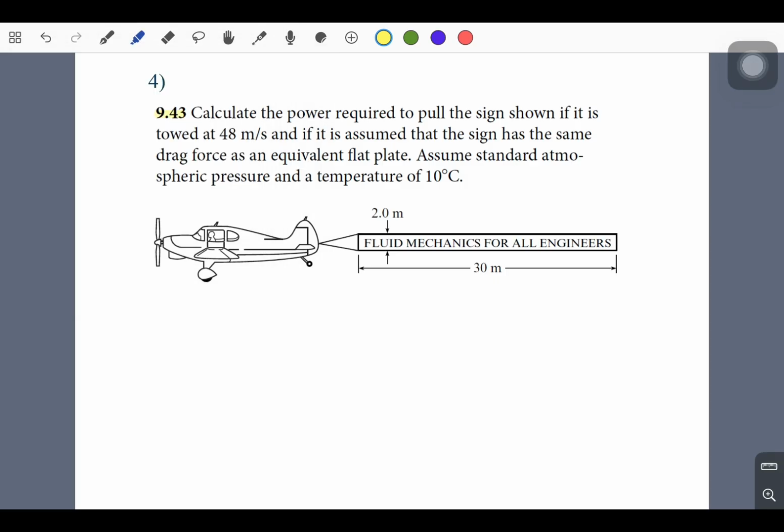We are now at question 9.43. We need to calculate the power required to pull the sign here shown if it is towed at 48 meters per second, and if it is assumed that the sign has the same drag force as an equivalent flat plate, which means we are going to apply drag force equations, which we derive from flat plates. And we are assuming an atmospheric pressure and a temperature of 10 degrees.